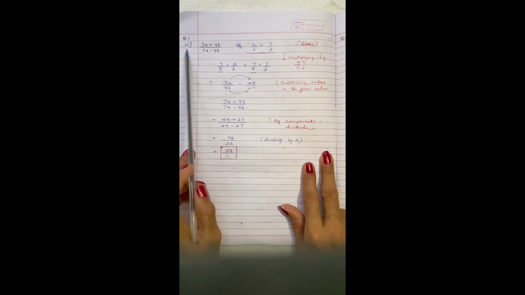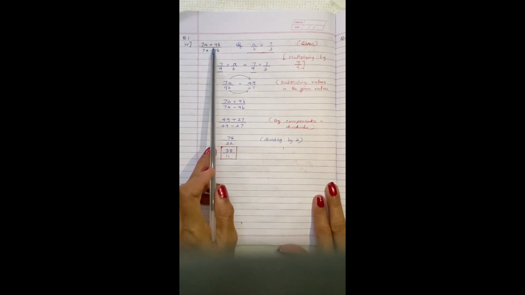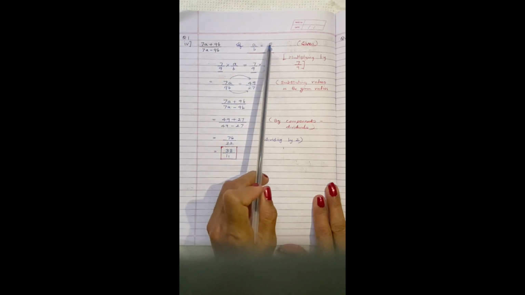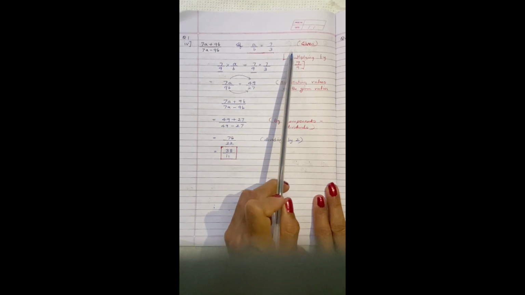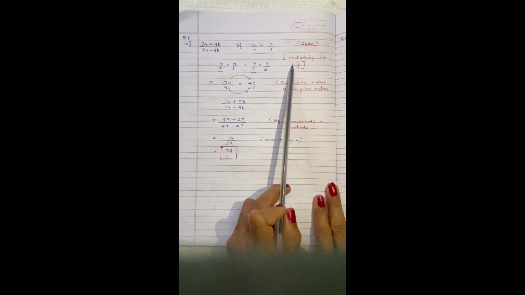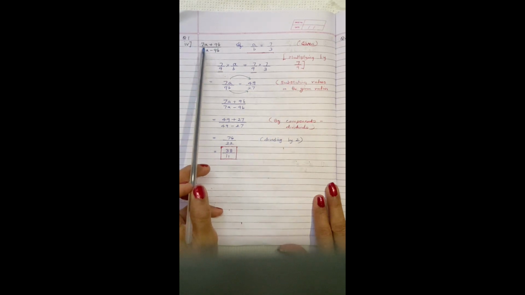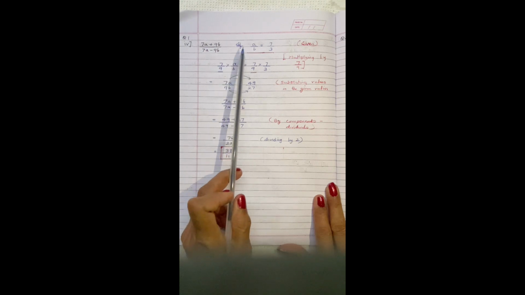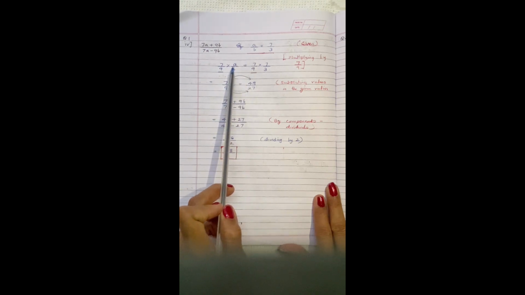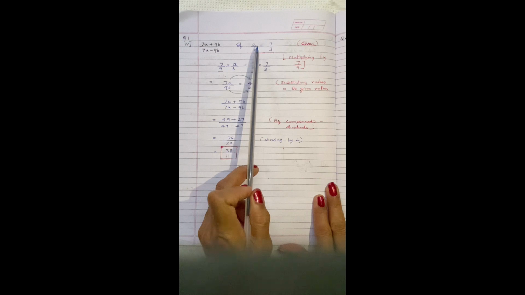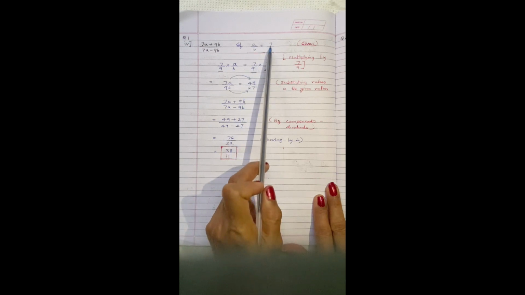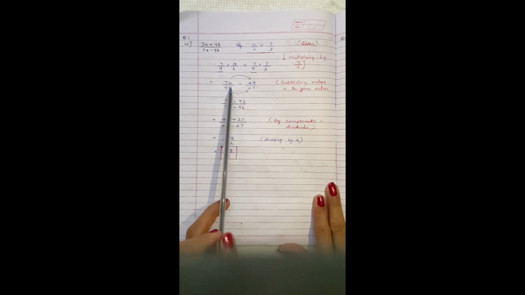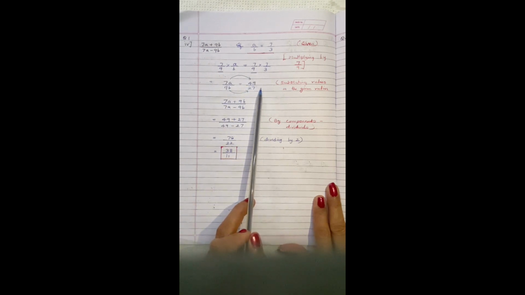Now question 1, sub question 4: (7a plus 9b) upon (7a minus 9b), if a upon b is equal to 7 upon 3. So this is given, and multiplying it by 7 upon 9, because we want 7 upon 9 to get the answer. So 7 upon 9 multiplied by a upon b on the left hand side, and 7 upon 3 multiplied by 7 upon 9 again. So we get 7a upon 9b is equal to 49 upon 27.